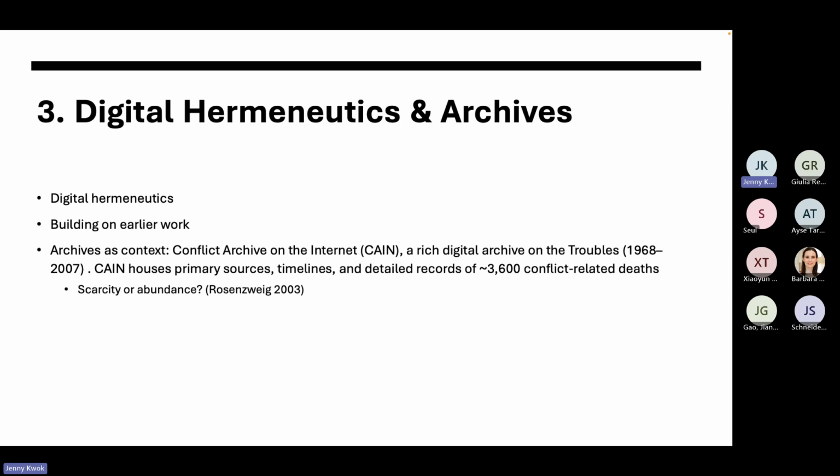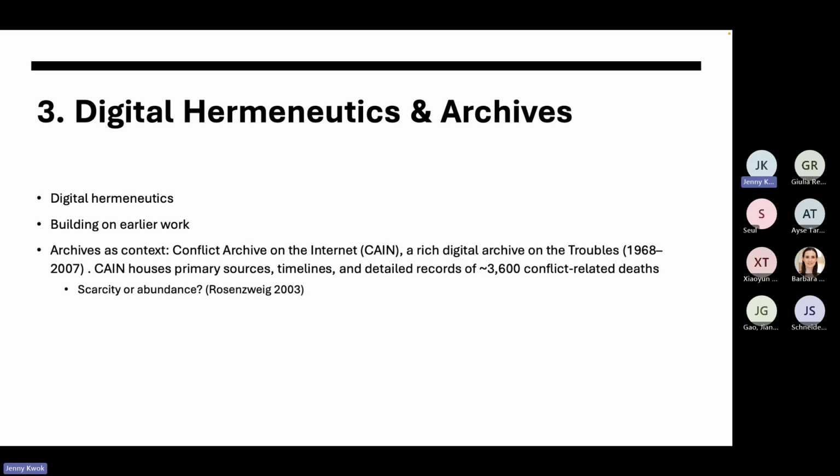And here we're working with the conflict archive on the internet called CAIN. It's one of the best known archives on the Troubles, and it also has a variety of information, not just stories. The reason why we're not developing our own data is really because of what Rosenzweig published in 2003, the problem of data scarcity or abundance.